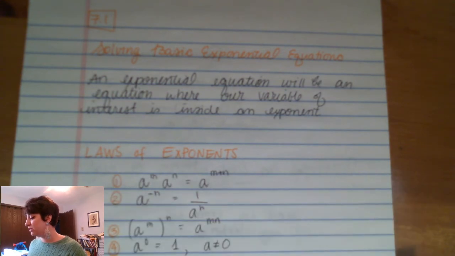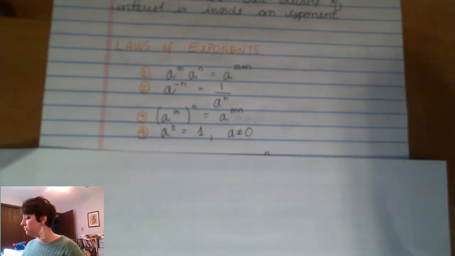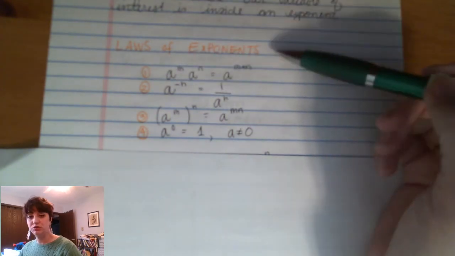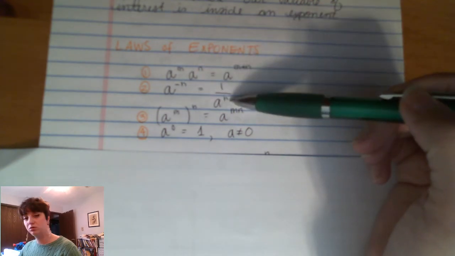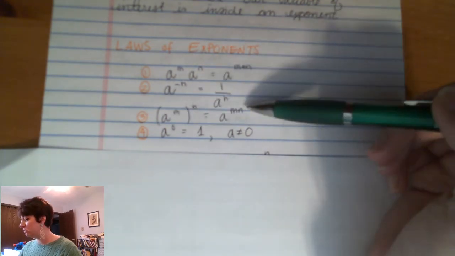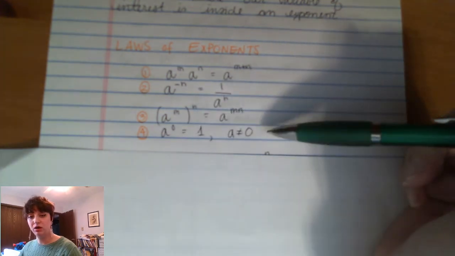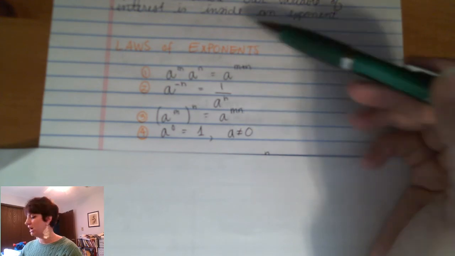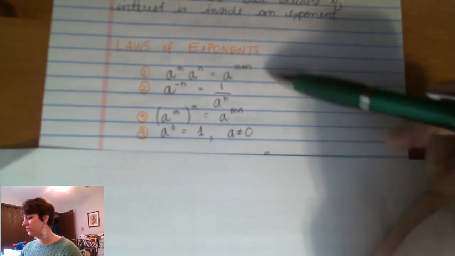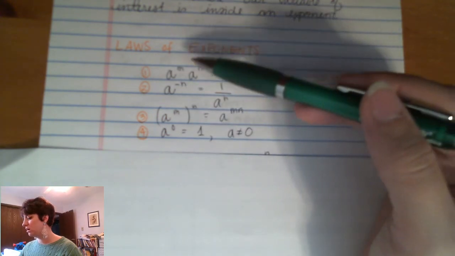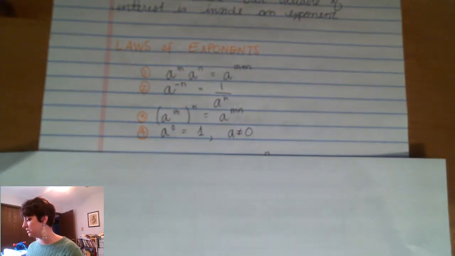Now, because we're doing exponents, I'm going to go ahead and remind you guys of the laws of exponents real quick. If you multiply matching bases, you add the exponents. Negative exponents make reciprocals. Power to a power means you multiply the powers. And anything to the 0th power is 1, anything except 0. Now, I don't think I need any other laws for this section. But if I do, I'll just add them in the notes and you guys will see them.